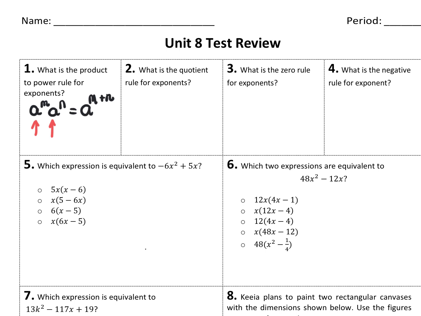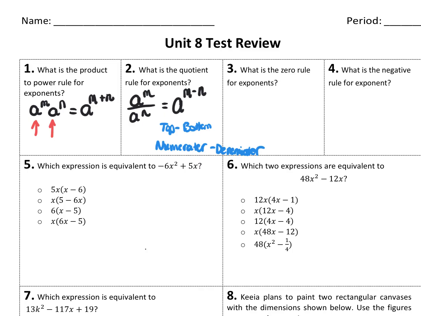The quotient one says a to the m over a to the n. When you are dividing and the bases are the same, you subtract the powers. Remember that when you subtract them, though, it is always the top power, the numerator power, minus the denominator, which we can call the bottom. Top minus bottom, or numerator minus denominator.